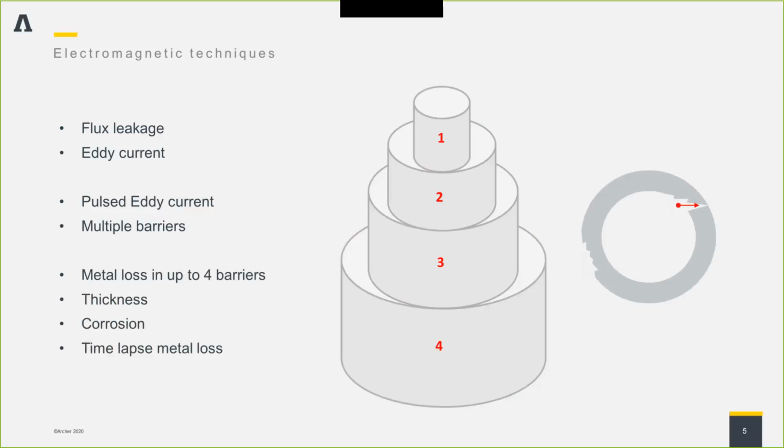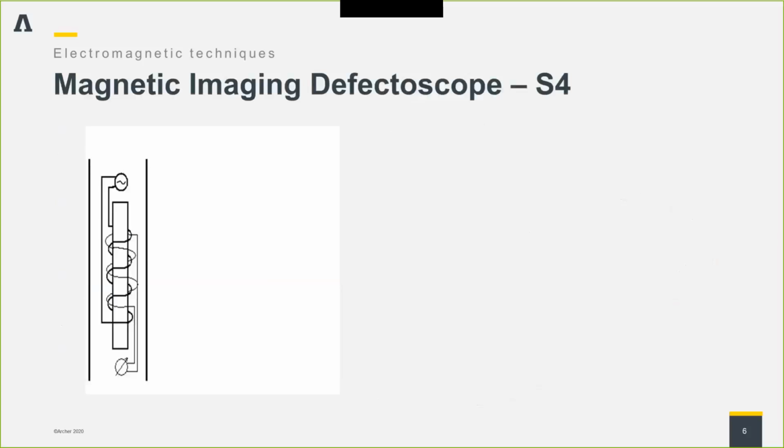And because of that, we can do time-lapse metal loss. So we can run a log, and then we can go back sometime later, run a log again, and get an idea of the rate of corrosion that is occurring even in exterior barriers. So how it works is quite simple.